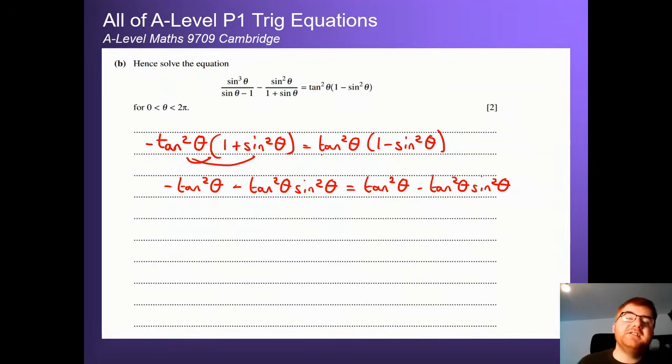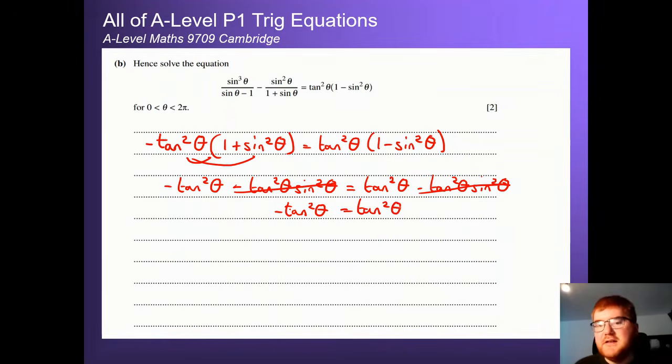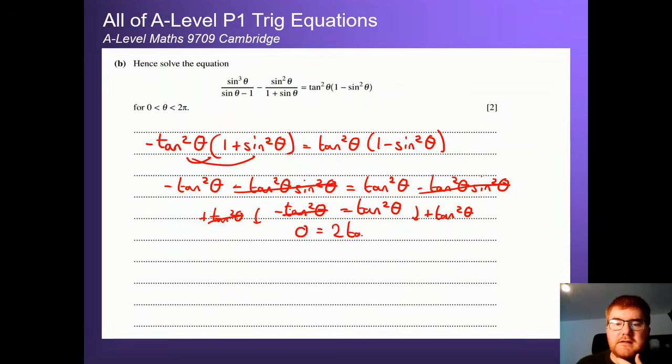Notice we can't cancel the tan squareds immediately. We'd lose solutions if we do that. And we can notice we've got a minus tan squared theta sine squared theta on both sides. So we can cancel through here, leaving us with minus tan squared theta is equal to tan squared theta. Then we want to get everything on one side with a quadratic. So at this point, I'm going to add tan squared theta to both sides. That then gives us 0 here because these two things cancel. This is equal to 2 tan squared theta, like so.